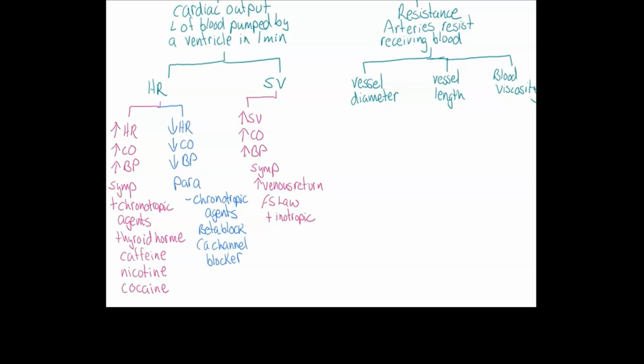This would include your same positive chronotropic agents along with digitalis. This is also known by its brand name, digoxin. This is the drug that traps the calcium in the muscle and makes it contract harder.